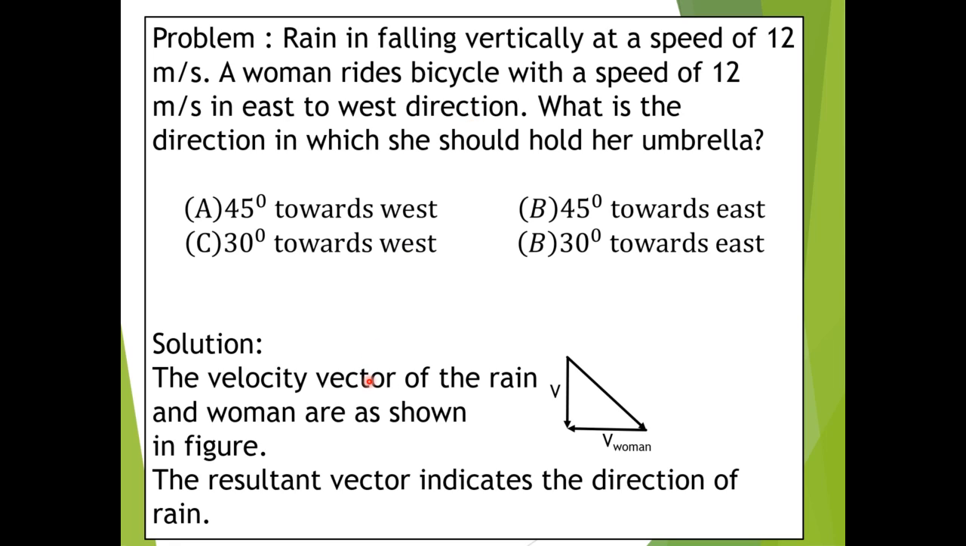So first we talk about the velocity vector of the rain and the woman. So this is the velocity vector of the woman and this is the velocity vector of the rain. So the resultant vector gives the direction. This is the resultant velocity of the rain as seen by the woman.